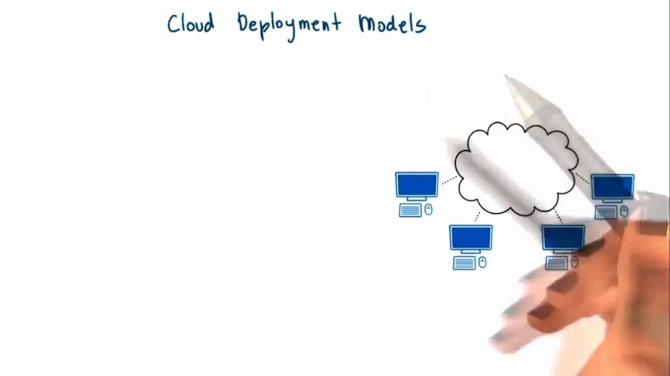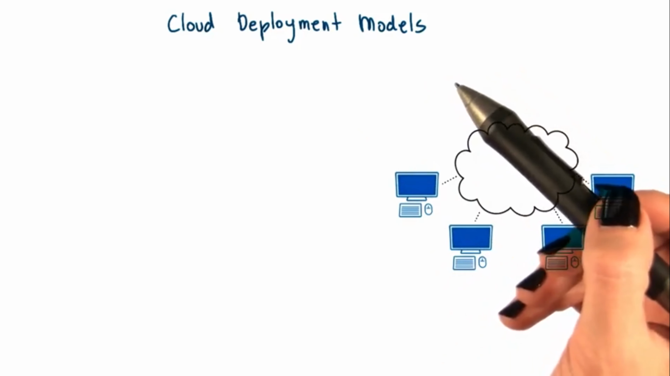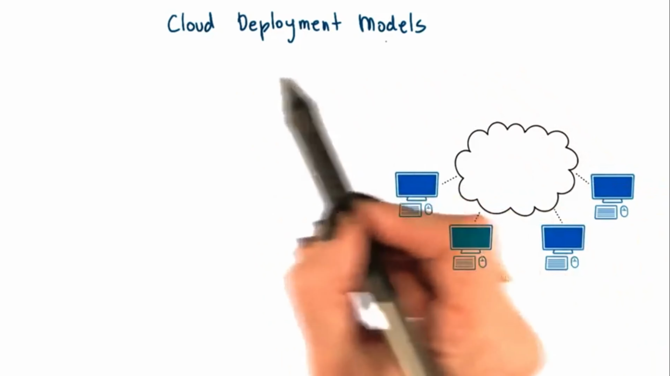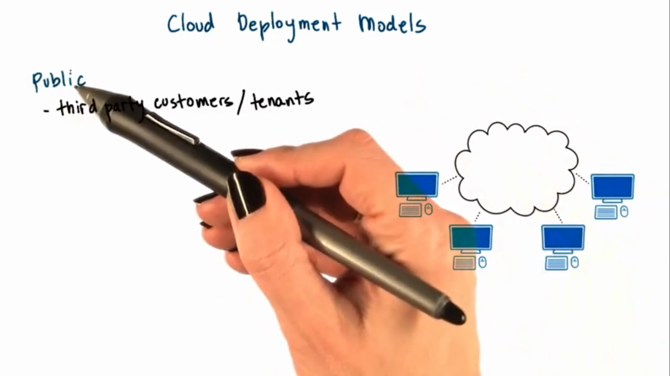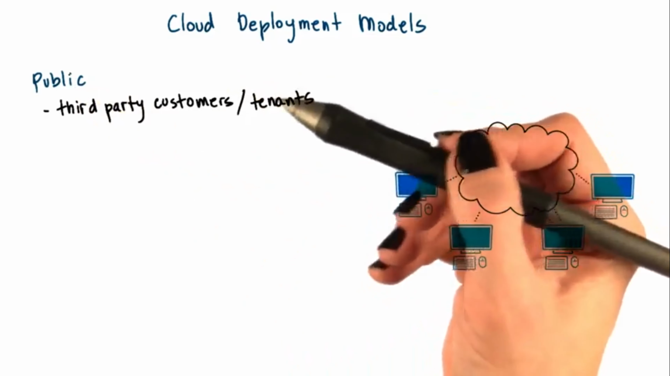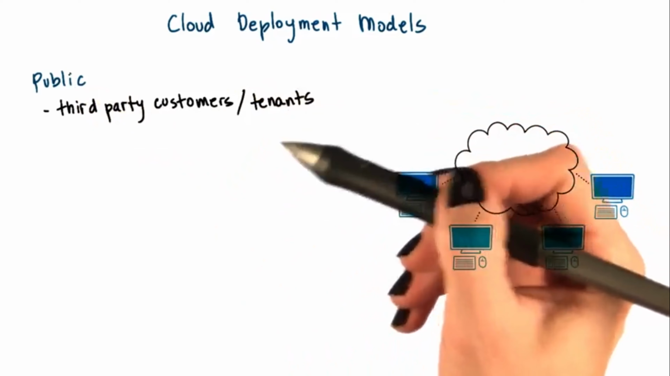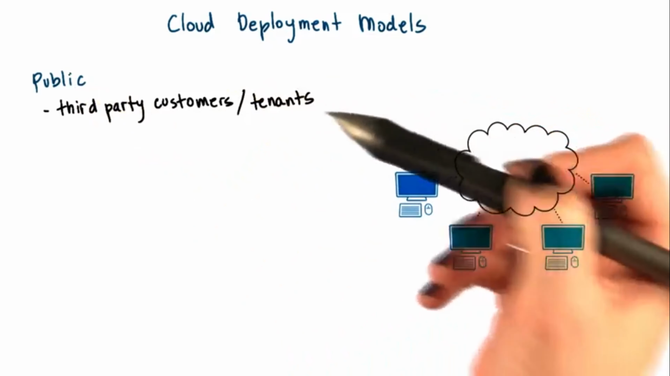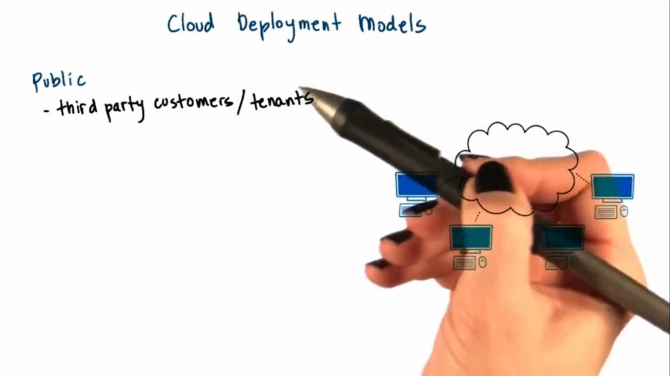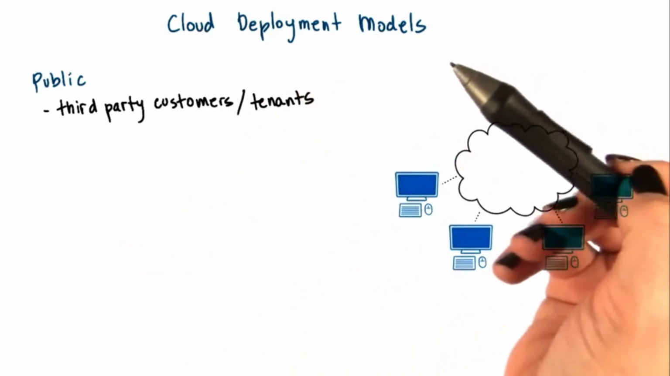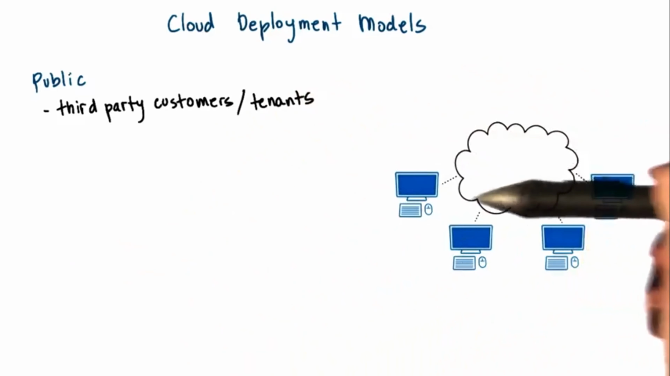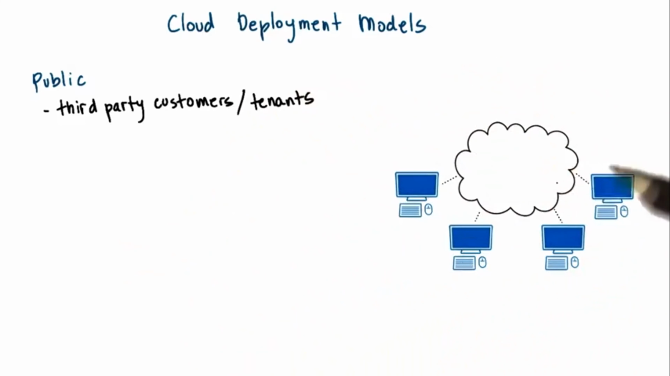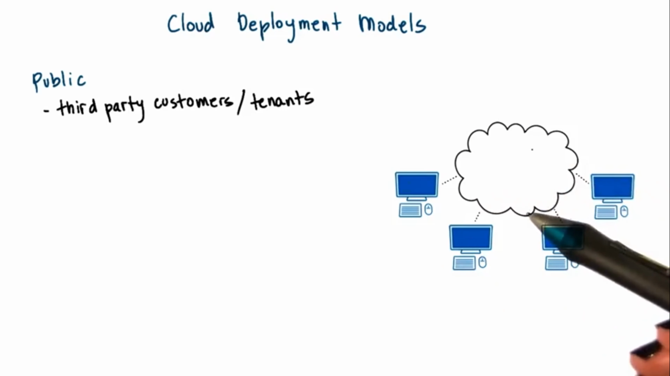types of clouds. The first dimension, how clouds are classified, is based on the deployment models. Clouds can be public, like Amazon's EC2 cloud is a public cloud. This is a cloud where the infrastructure belongs to the cloud provider. However, third-party customers or tenants, anyone with a credit card really, can come in and run their services, their infrastructure on top of Amazon's owned hardware.